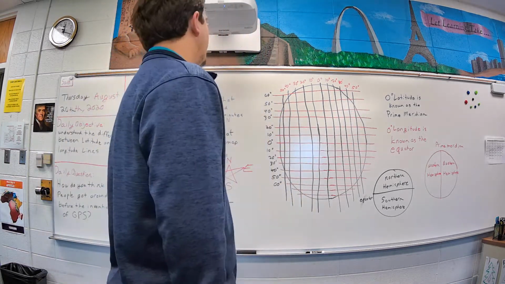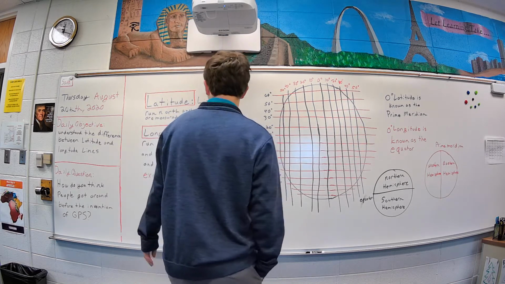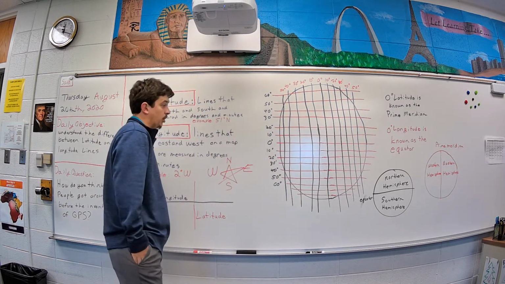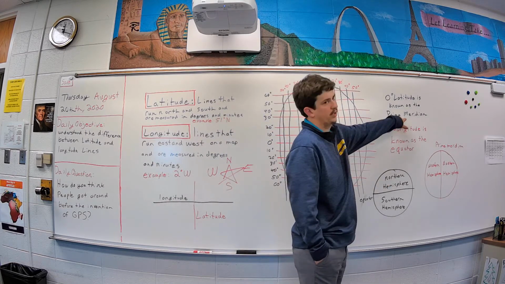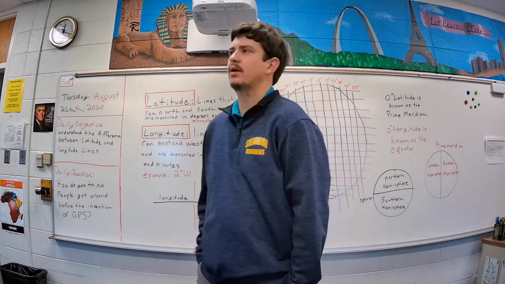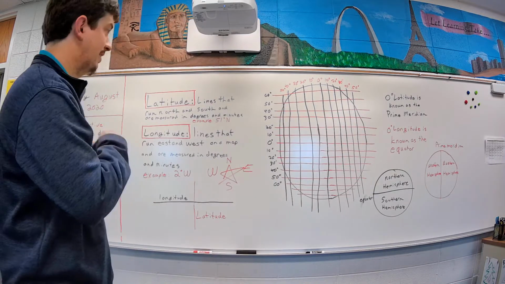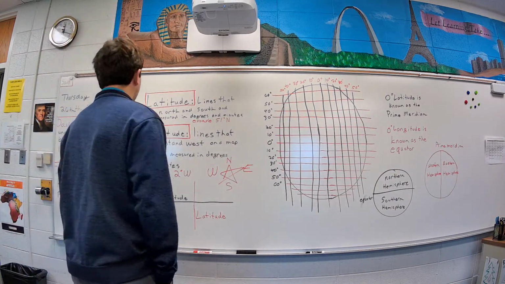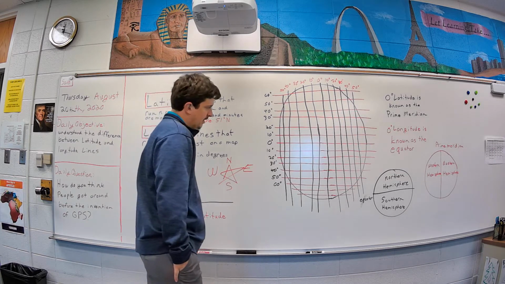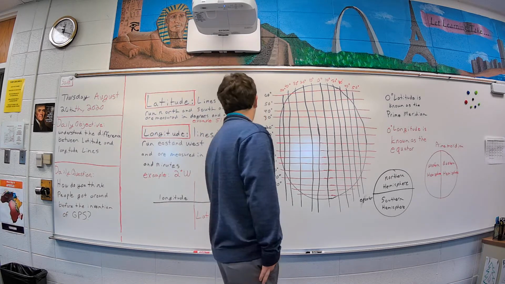Okay, and then the other one you'll want to know is the line going north and south, and that is known as the prime meridian. So the equator is the line of longitude that goes east and west on a map. The line of latitude is known as the prime meridian, and it goes north and south.